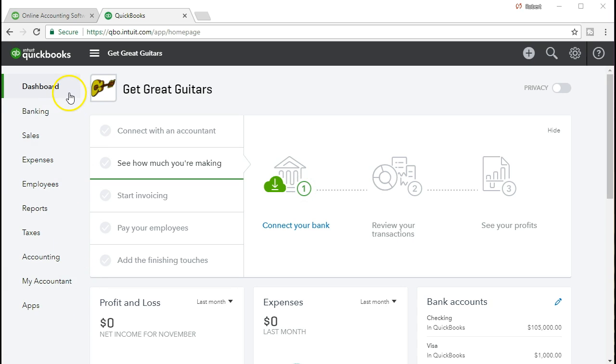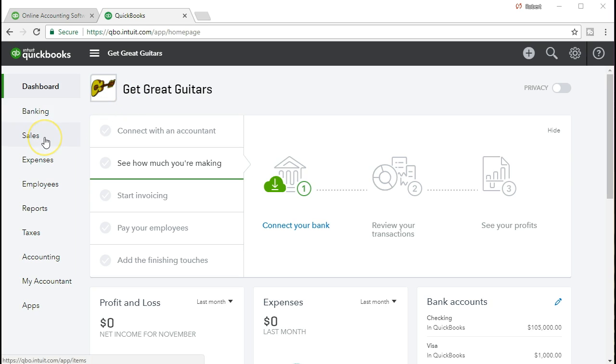Here we are on the QuickBooks dashboard. We will be continuing with the Get Great Guitars problem. We entered an invoice prior to this presentation, and this will be the second invoice we will be entering with inventory. In order to enter an invoice, there's a couple places we can go.